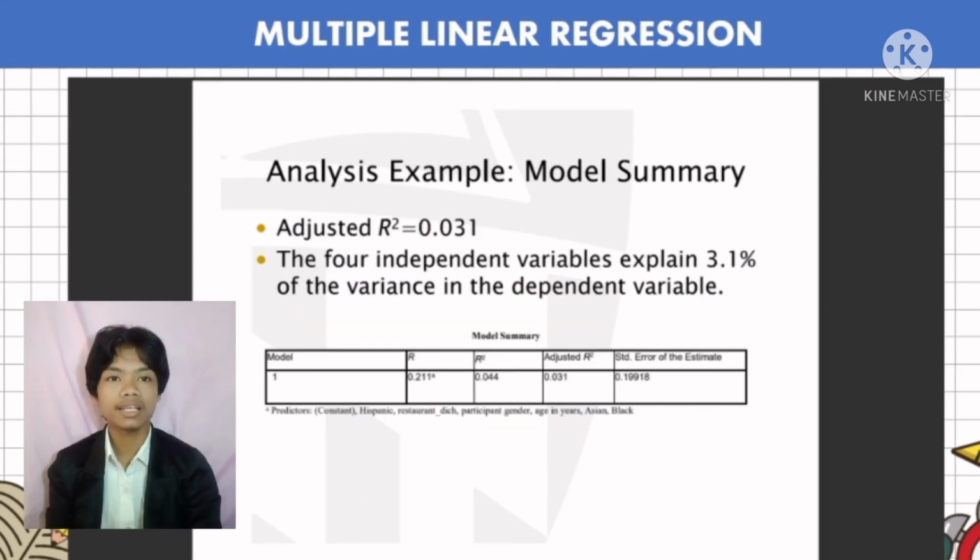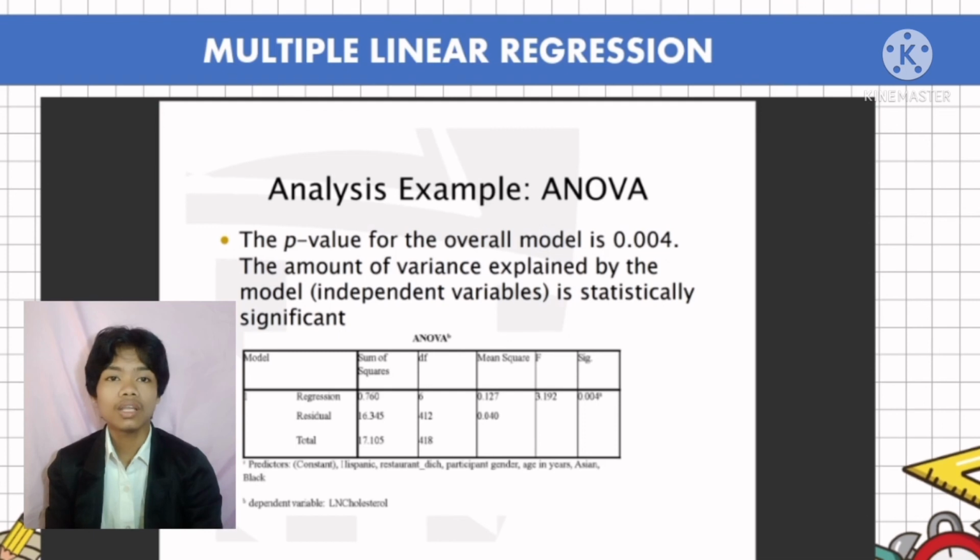So we have the analysis example or the model summary. Adjusted R squared is equal to 0.031, and the model explains 3.1% of the variance in the dependent variable. For the analysis example ANOVA, the p-value for the overall model is 0.004. The amount of variance explained by the model is statistically significant, which means the model is statistically significant, or the independent variables are statistically significant to the dependent variable.